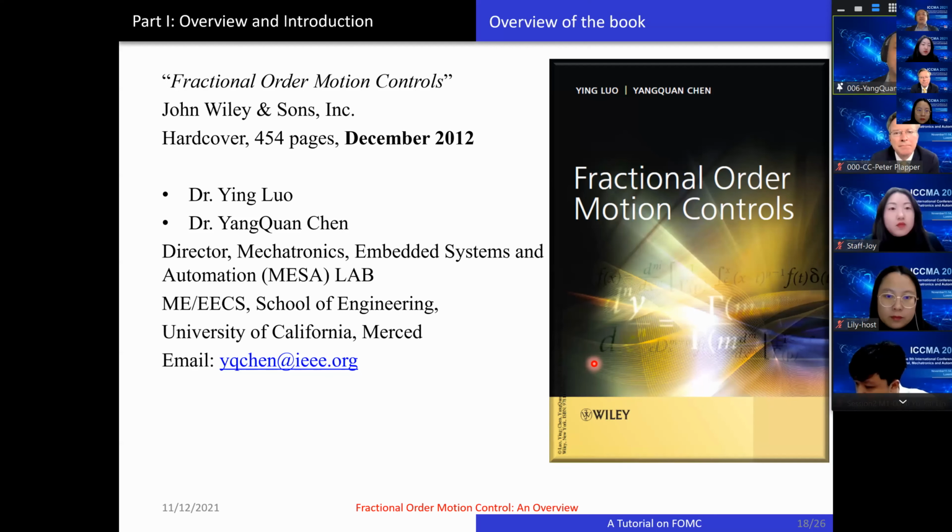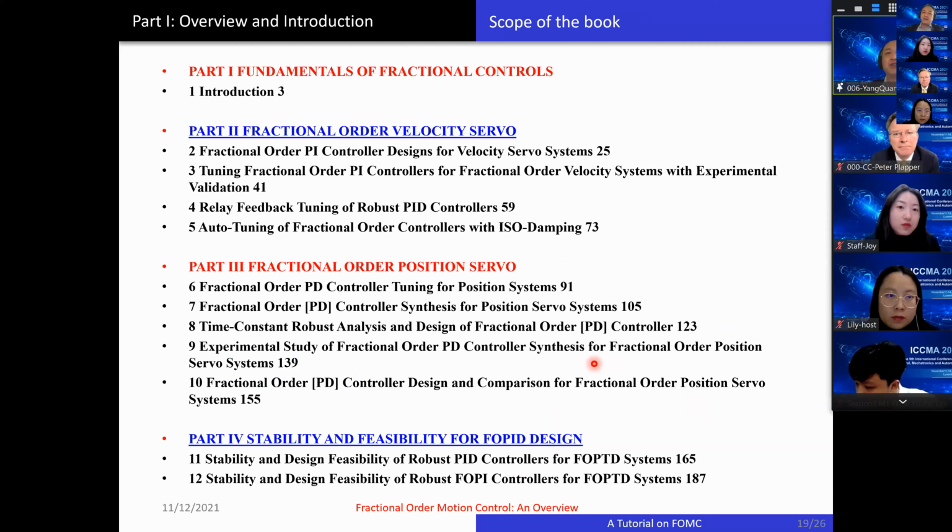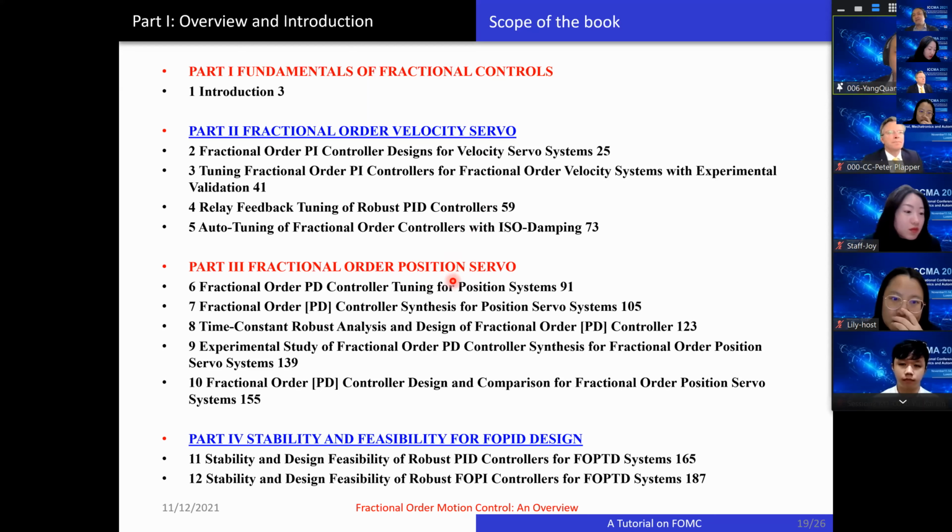So basically, I'll give you a tour. We have several parts. The first is regarding some fundamentals for fractional order controls. Then after that, we talk about how to use a fractional order controller in velocity servo, so basically how to control a reference velocity. Then part 3 is position servo. Part 4 will be stability and feasibility for fractional order PID design.